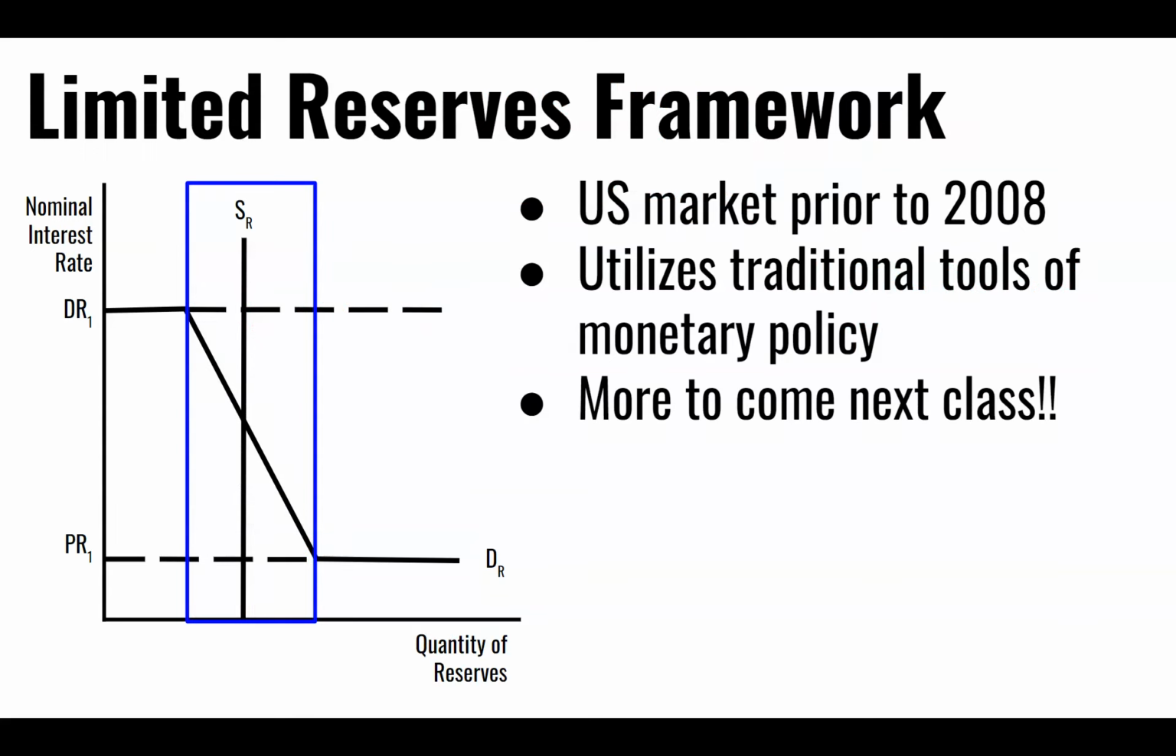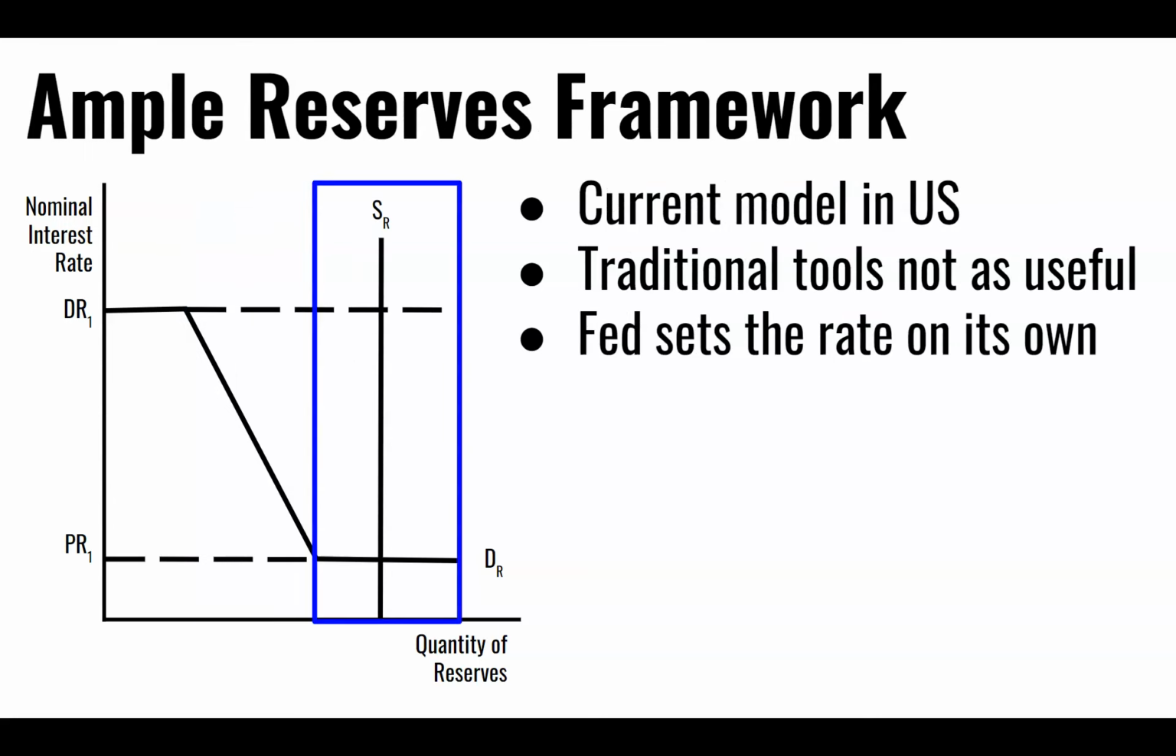There are basically two frameworks under which the Federal Reserve can operate. The first, which is the framework they used for a very long time up until 2008, is known as the Limited Reserve Framework. This utilizes sort of traditional tools of monetary policy, and we'll talk more about that in another conversation. And now the current system is what we call ample reserves, or the ample reserve framework. Here, traditional tools are not as useful. In this situation, the Fed just simply dictates interest rates. And we'll talk more about ample reserves a little later.